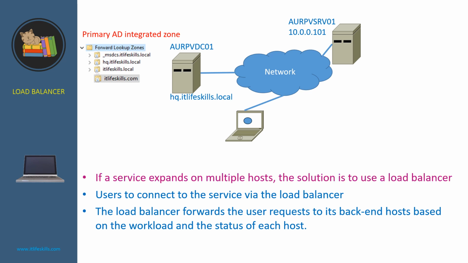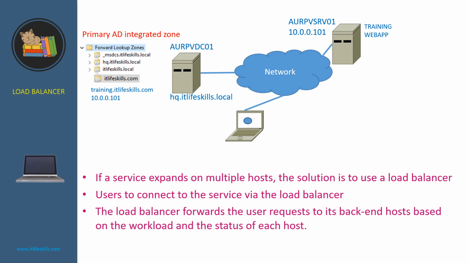If a service expands on multiple hosts, the solution is to use a load balancer. Users then connect to the service via the load balancer. The load balancer forwards the user request to each backend host based on the workload and the status of each host. For example, in this network, we have server 1 that provides the chaining web app. To allow users to access it, we create the A record for chaining.itlifeskills.com to point to server 1.